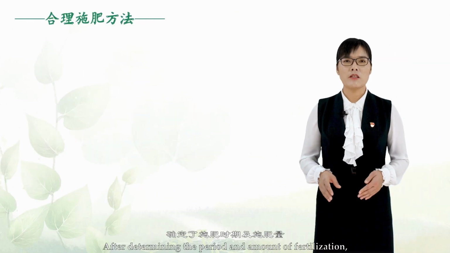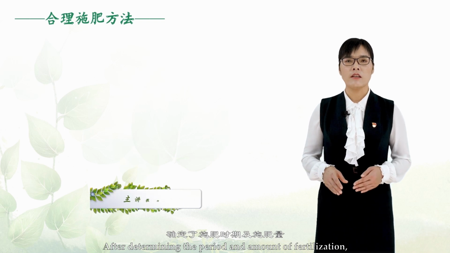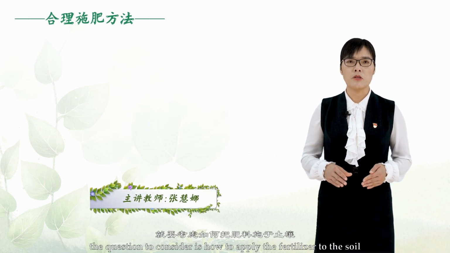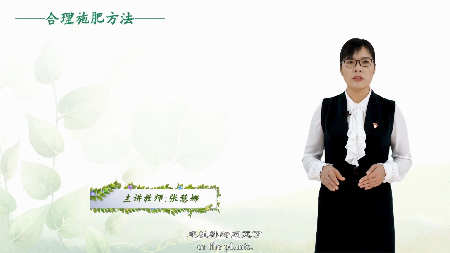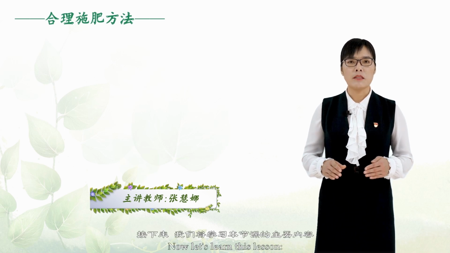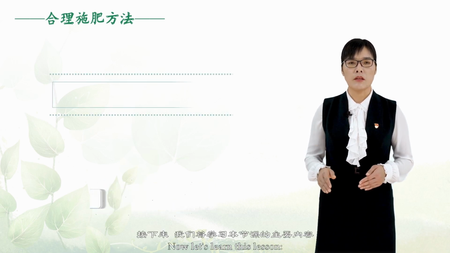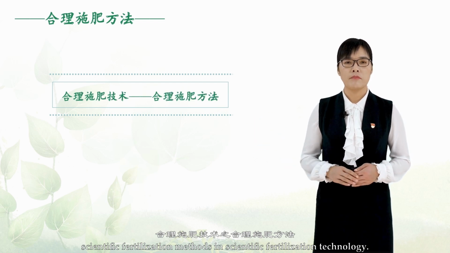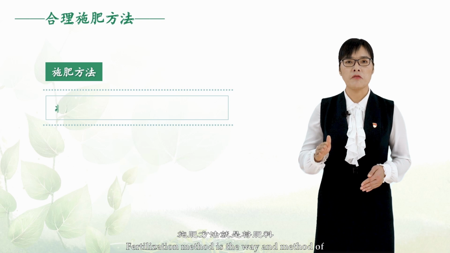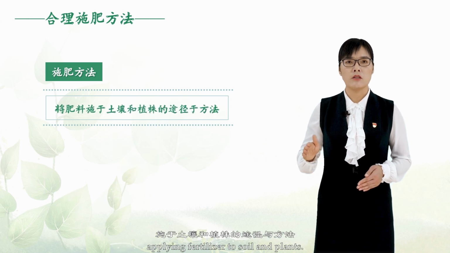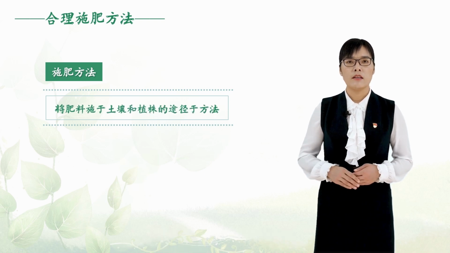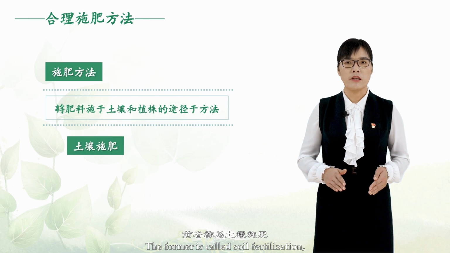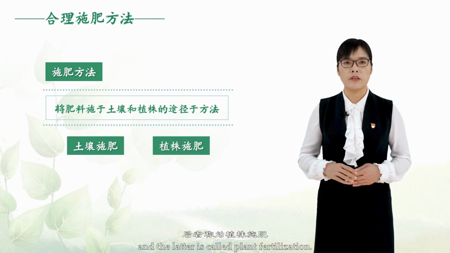After determining the period and amount of fertilization, the question to consider is how to apply the fertilizer to the soil or the plants. Now let's learn this lesson: Scientific Fertilization Methods in Scientific Fertilization Technology. Fertilization method is the way and method of applying fertilizer to soil and plants. The former is called soil fertilization, and the latter is called plant fertilization.